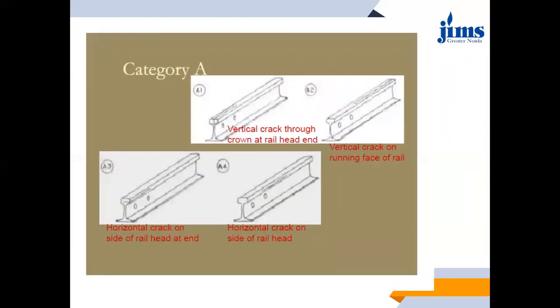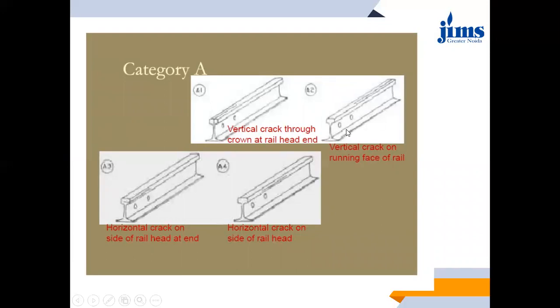Here are some pictures which show the categories of rail failures which we have discussed in the previous slide. Category A looks like this. See the very first image, the left hand side image. It shows a vertical crack through the crown at the rail end. At the start of the rail, you can see this crack propagating throughout the head from the rail end. Second is a vertical crack on the running face of the rail.